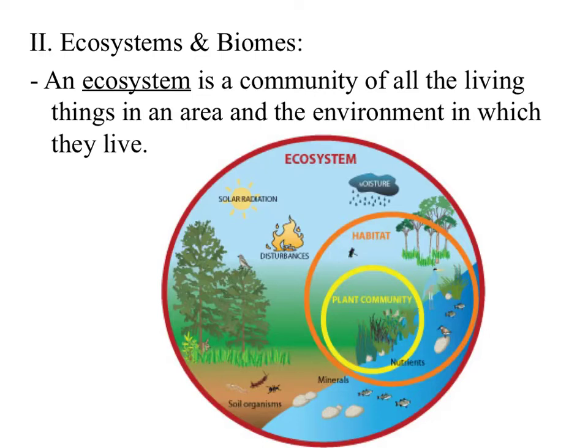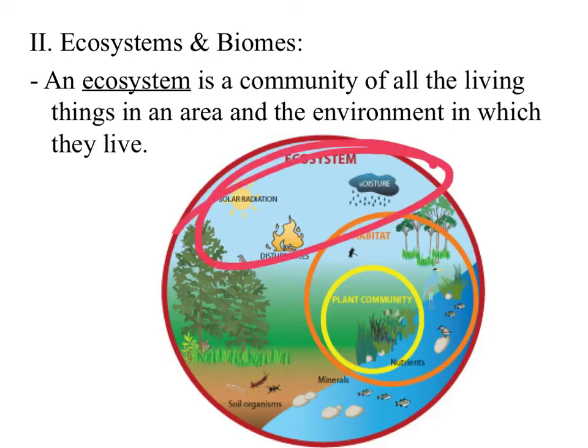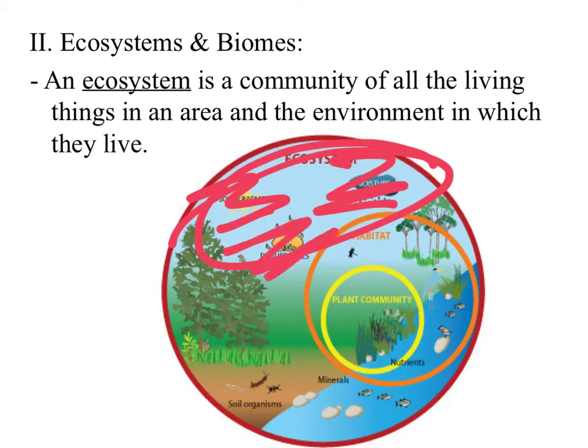So to start out with, an ecosystem is a community of all the living things in an area and the environment in which they live. So that includes the kinds of things we usually talk about when we talk about climate, like the amount of sun it gets, the amount of moisture it has, whether or not it's prone to, say, hurricanes or forest fires, that kind of thing. It includes the microscopic life and the minerals and the soil.